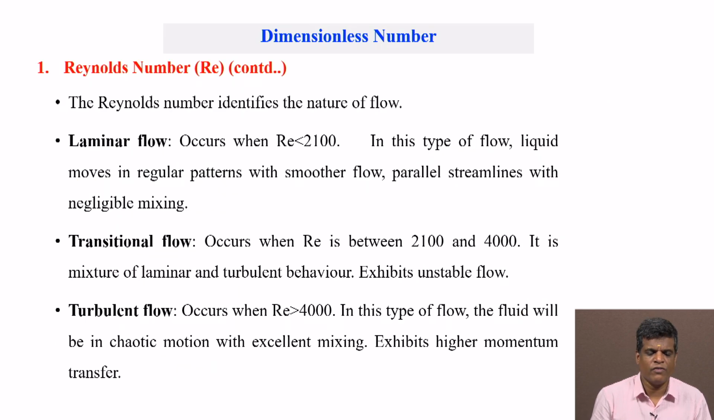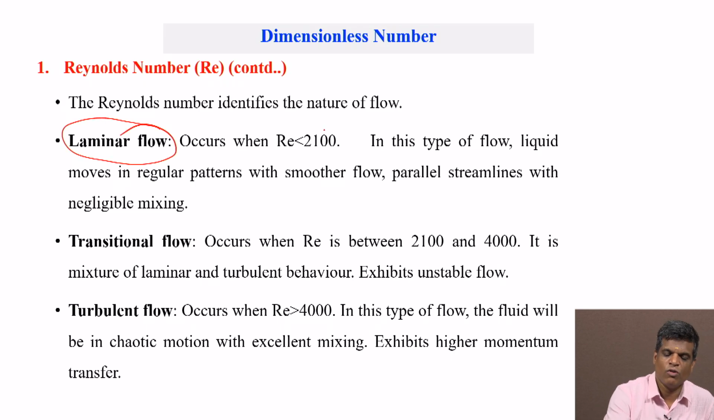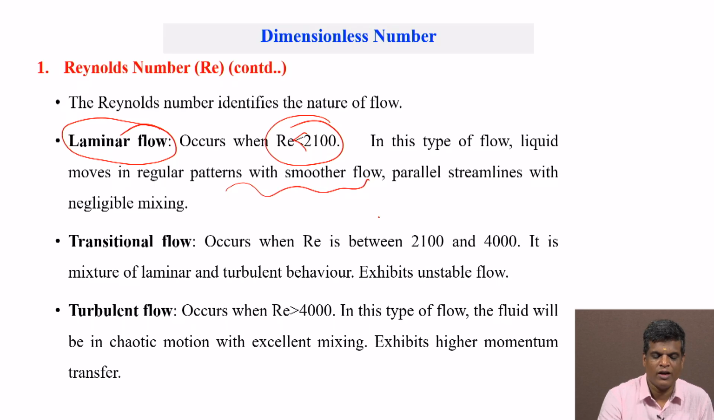So, the significance of the Reynolds number, what we discussed here. Now, what are the three different types of flow? One is laminar flow. In laminar flow, the Reynolds number is less than 2100, so we always call it laminar flow. The flow pattern is very smooth, and mixing is very small and negligible.